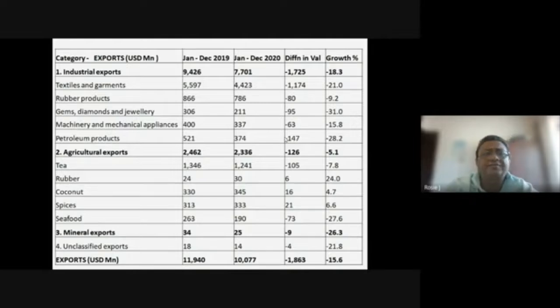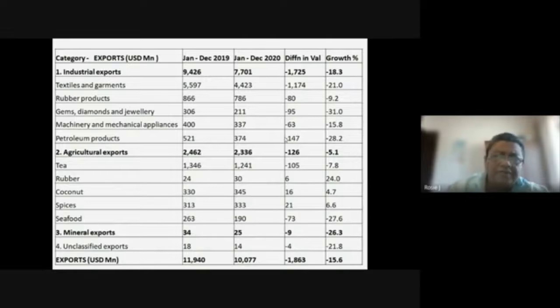Now see these exports. We also took the same attitude. When we sold the textile garments, the rubber products, the gems, the machinery, the petroleum products, the tea, and all that, we told all the buyers, whoever comes, they are offering us cars, petrol, food, medical supplies. No, no. We will buy that from the countries we want. But if you are doing business with us, we want dollars.